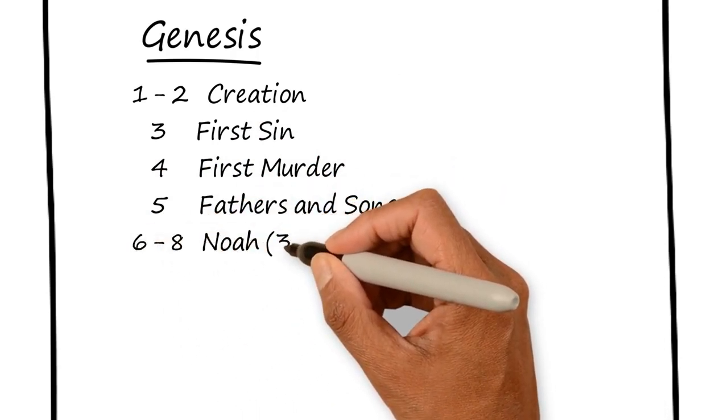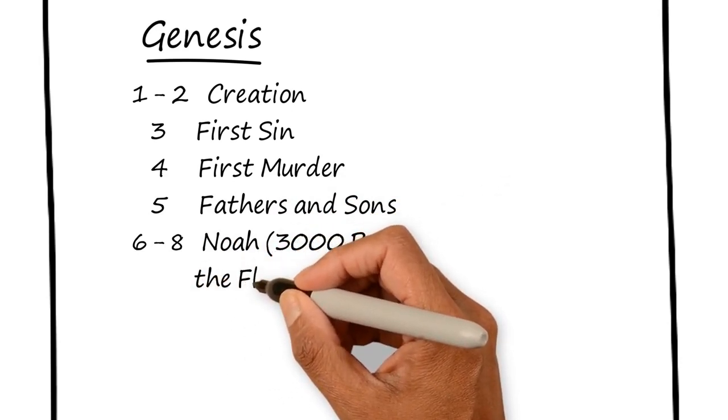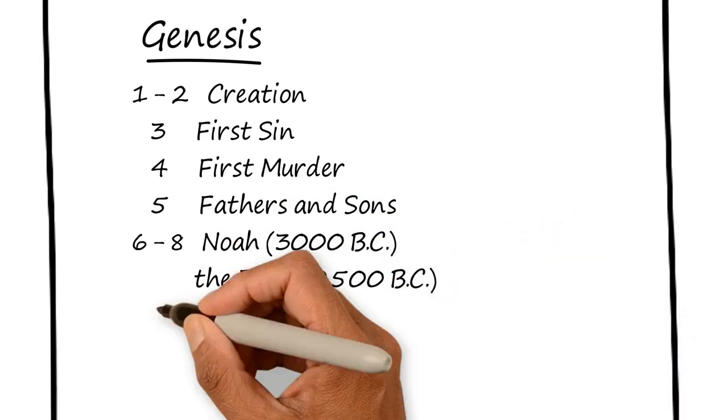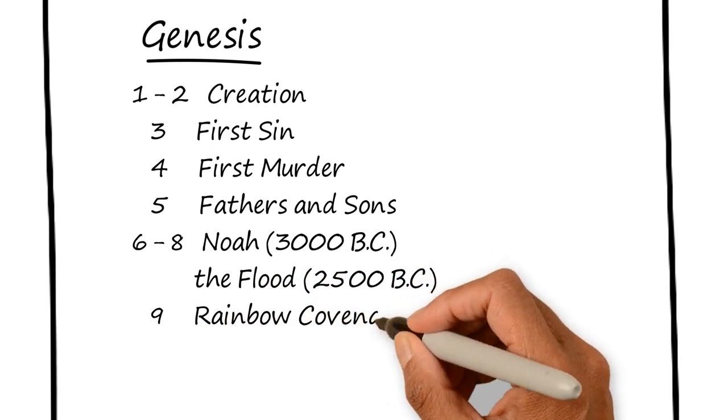Chapters 6 through 8 are about Noah and the flood. Noah was born about 3000 BC, and the flood occurred about 2500 BC. And chapter 9 is about the Rainbow Covenant.